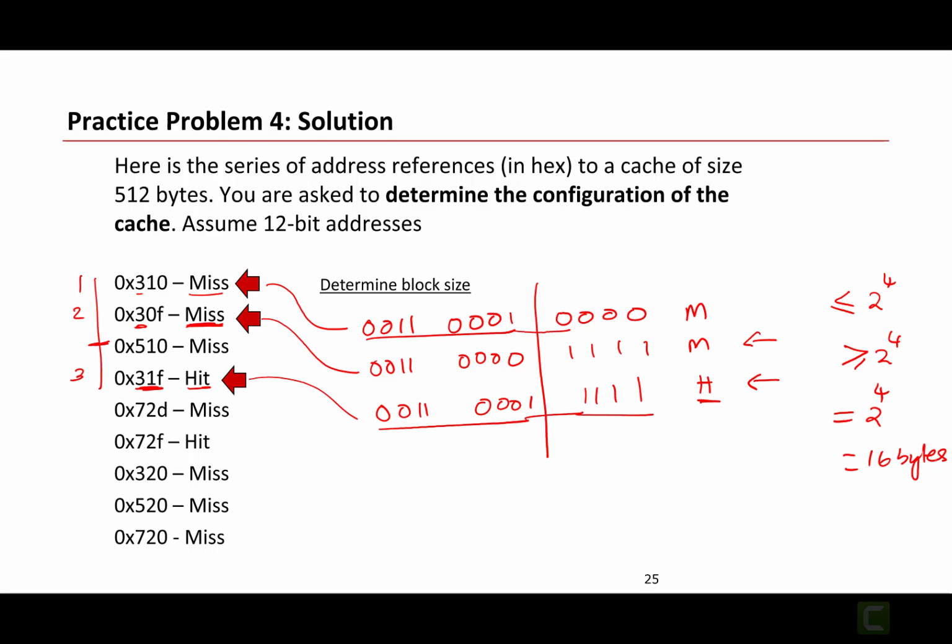Once you figure out what the block size should be, we can compute the total number of blocks very easily. That is 2 to the power of 9 divided by 2 to the power of 4. So that is 32 lines. So your cache has 32 lines. A 512 byte cache, because each block size is 16 bytes, has 32 lines.